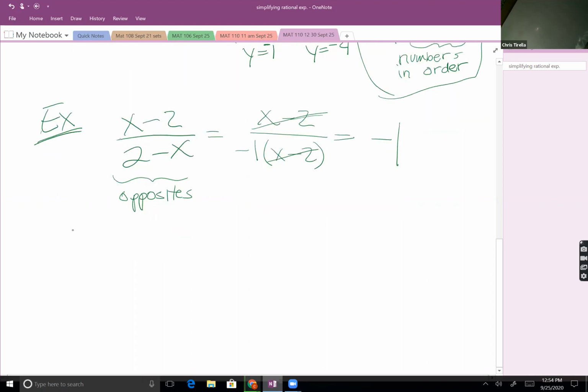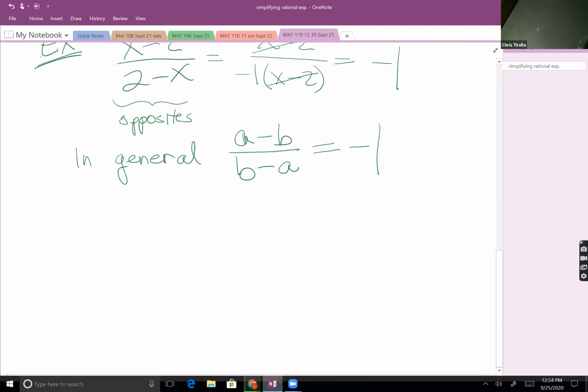And so we're going to be able to say, in general, if I have a minus b over b minus a, if I have factors in a fraction, numerator and denominator, they're both subtractions. They're the same quantities, but in reversed order, that will always reduce to -1. You have to be careful though. If it's subtraction and the order is reversed, it'll give me -1.